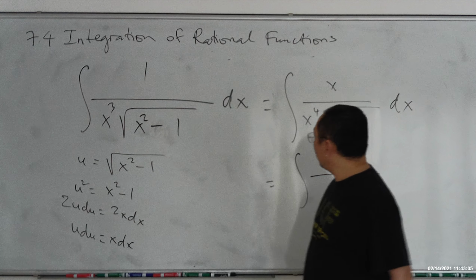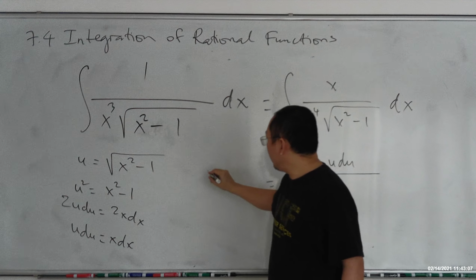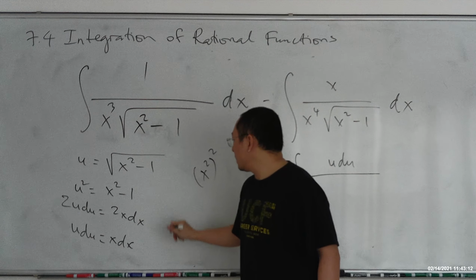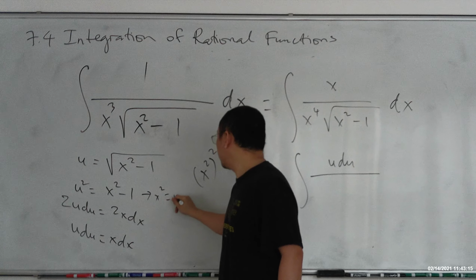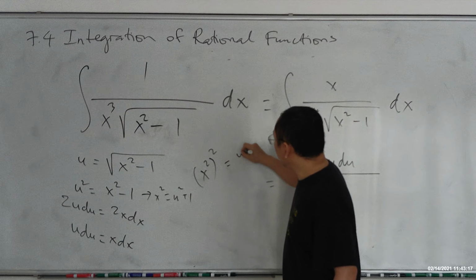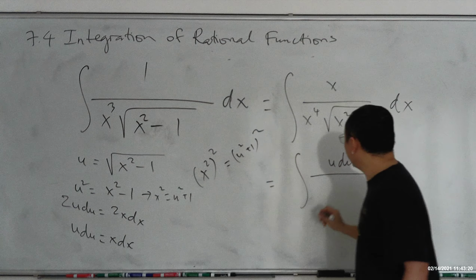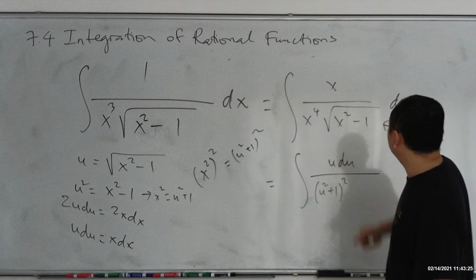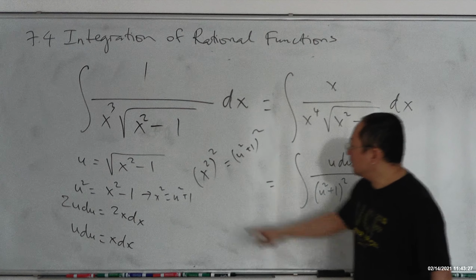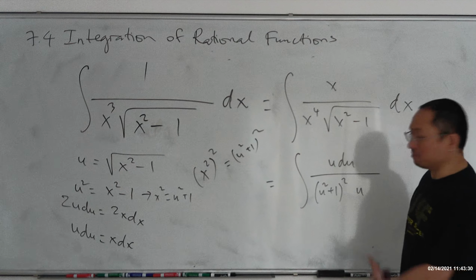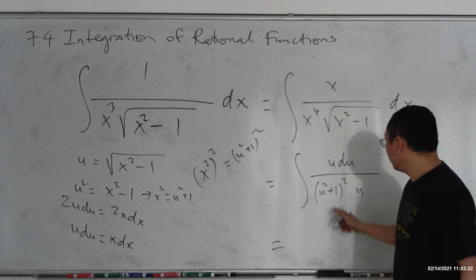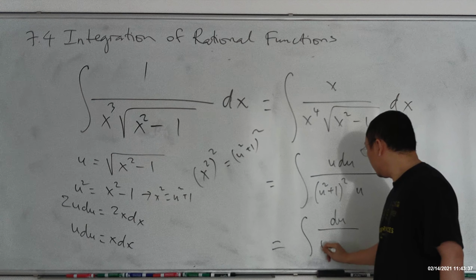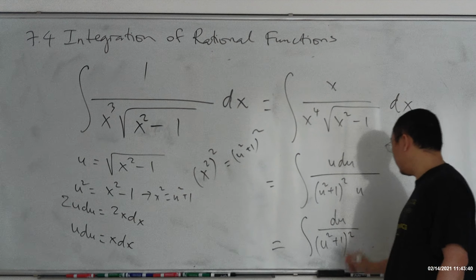Okay, what about the bottom? x to the 4th, I can think of x to the 4th as x squared squared, right? And x squared is u squared plus 1. So this is u squared plus 1, squared, for x to the 4th. And then square root of x squared minus 1 is u. That works too, just fine. So this is the integral, u cancels out, I got du over u squared plus 1 squared.